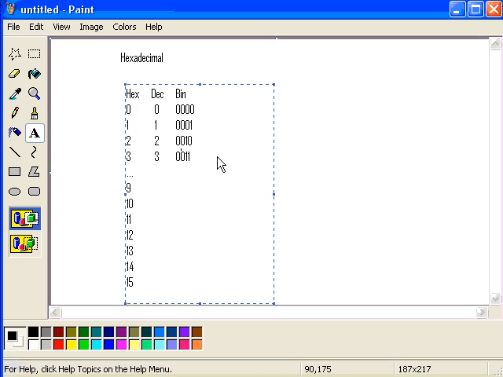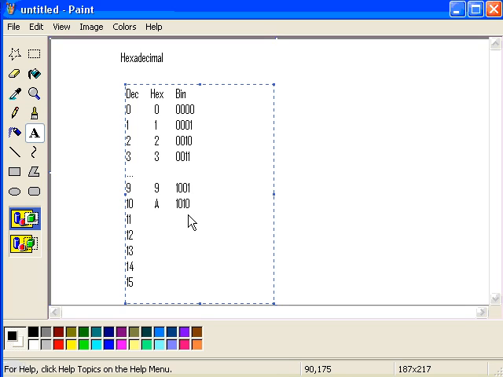Now, when it gets to the 10, here's where it gets a little different. 0 through 9 is the same in decimal and hexadecimal. And a 10 in decimal is an A in hexadecimal, which happens to be 1010 in binary.